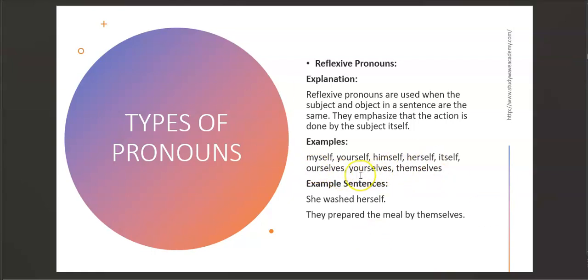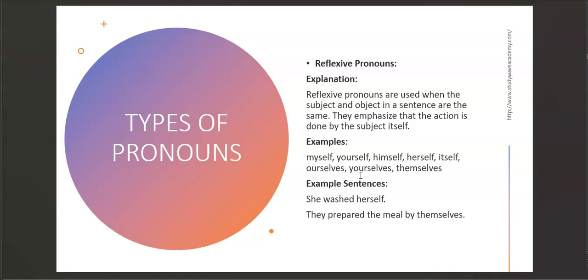So you notice that these are used to emphasize that an action has been done by someone by themselves. So for example, she washed herself. So she washed these dishes or clothes, whatever she washed, but she did it herself. She didn't get help from anyone else, but she did all this by herself. Okay, so she washed herself. So she did this action by herself, no one else did it.